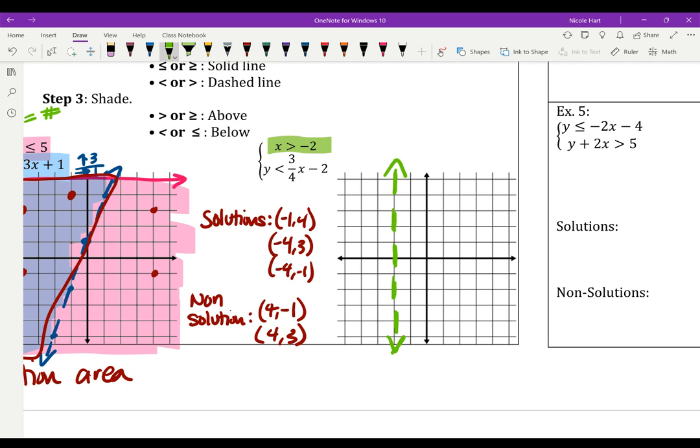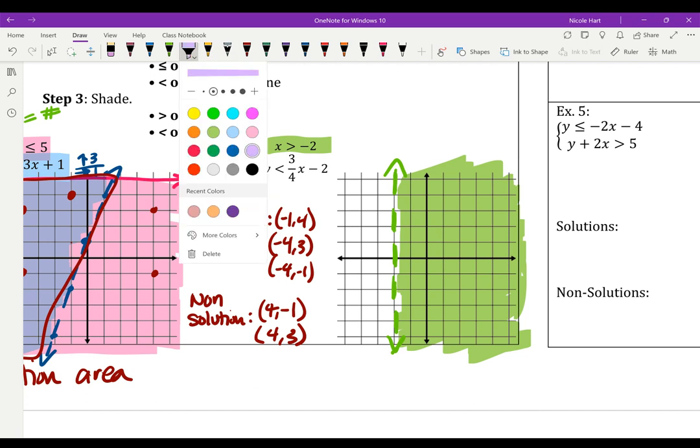And it says x is greater than -2. So you have to think about the x values on a graph. Where do they get larger? Is it to the left or to the right? Where do the x values get larger? It's going to get larger to the right, where it gets positive. So this whole space on the right-hand side of that line is going to be our solution for the first part of our system. Now we need to do the second one.